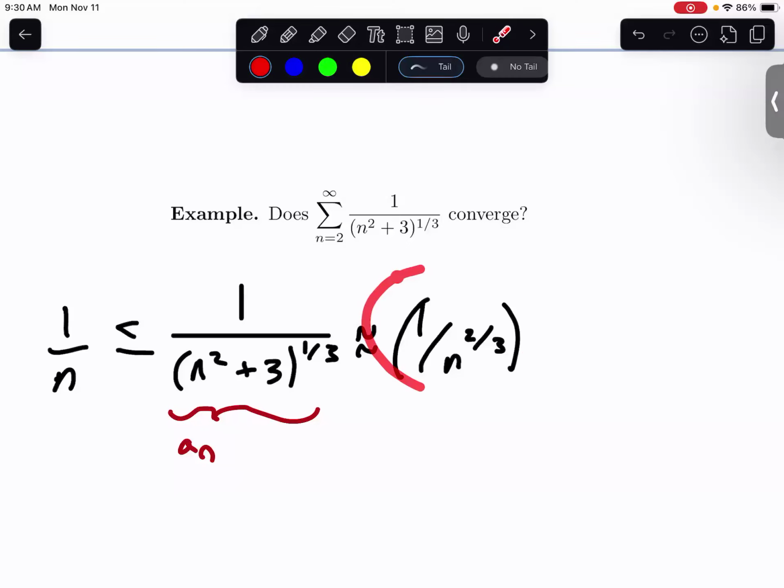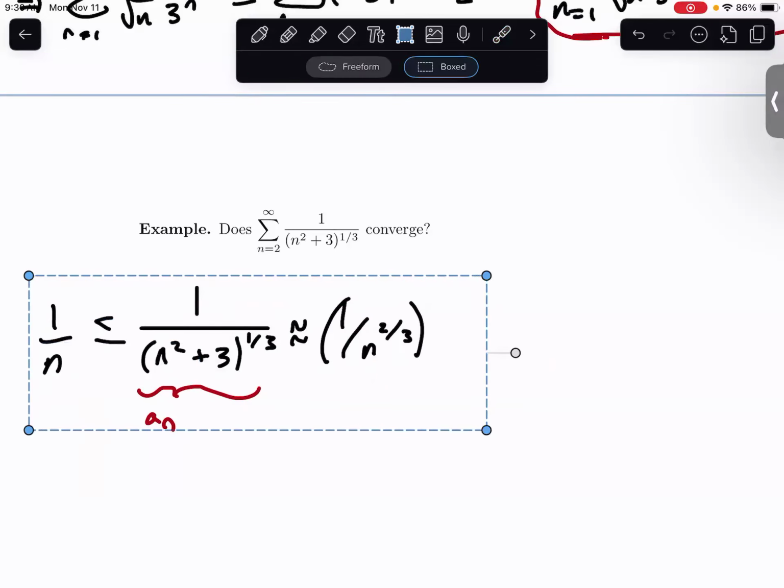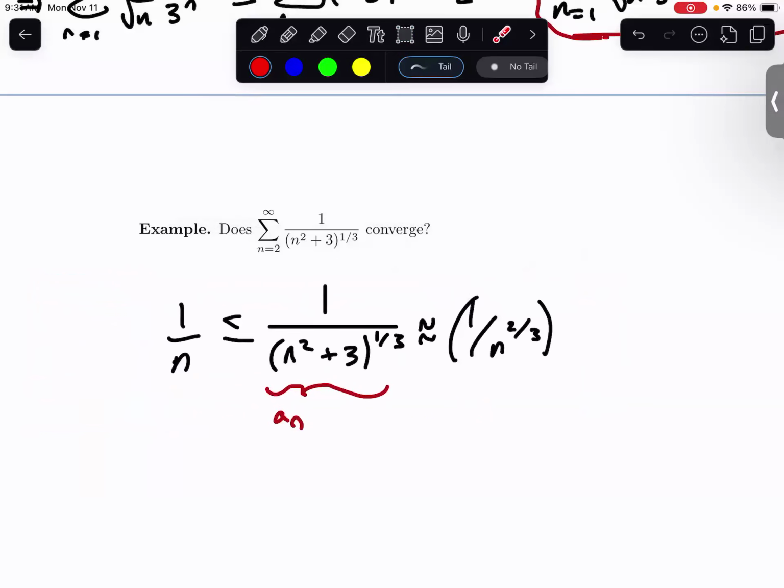Because this is essentially just 1 over n to the 2/3 power. And then 1 over n, the n is going to be a larger number than n to the 2/3 power. So let's just say this is a claim. If you're writing this on the exam, I would be fine with you saying this inequality ends up holding true. But let's actually prove that this is the case here.